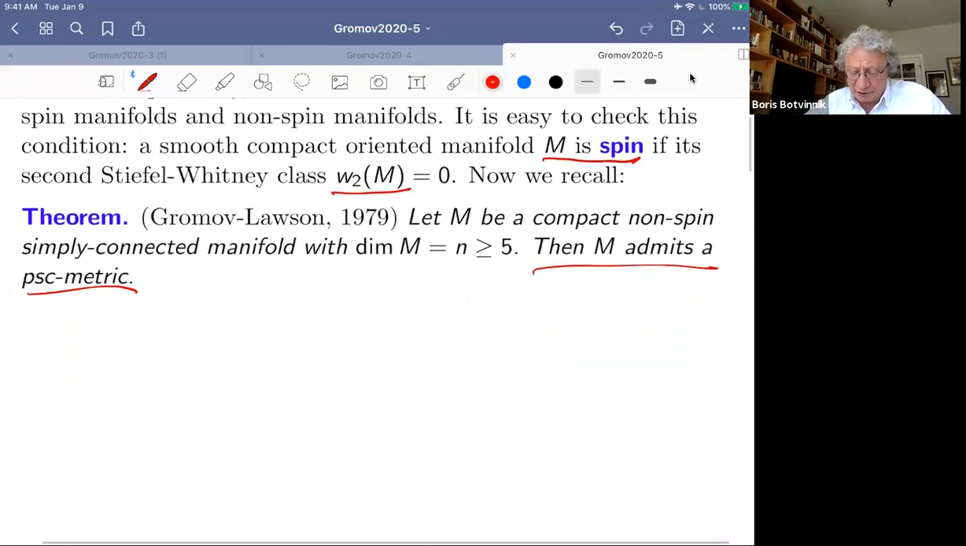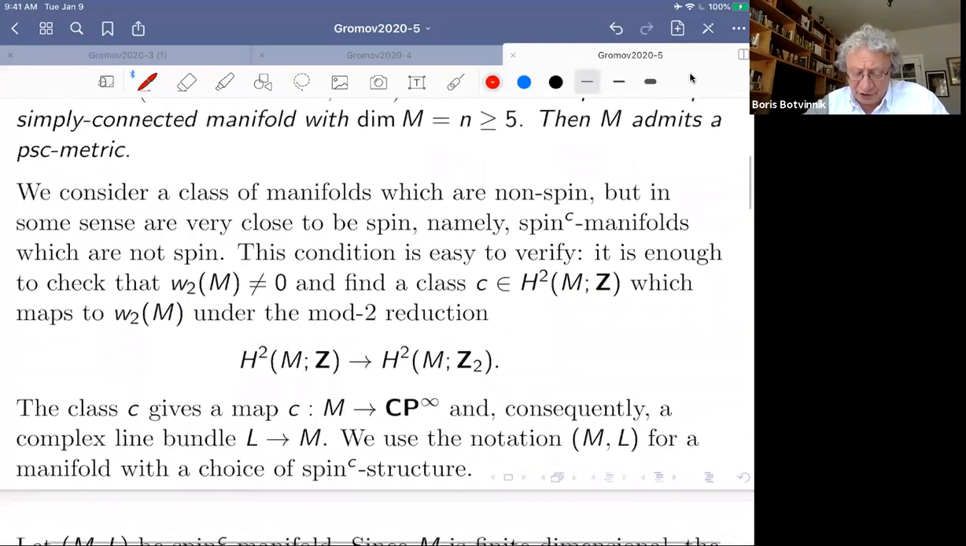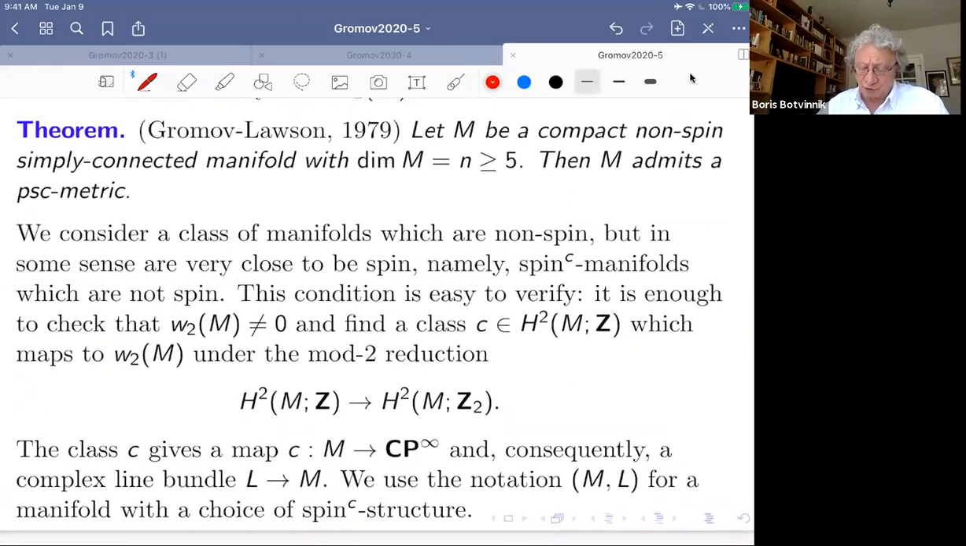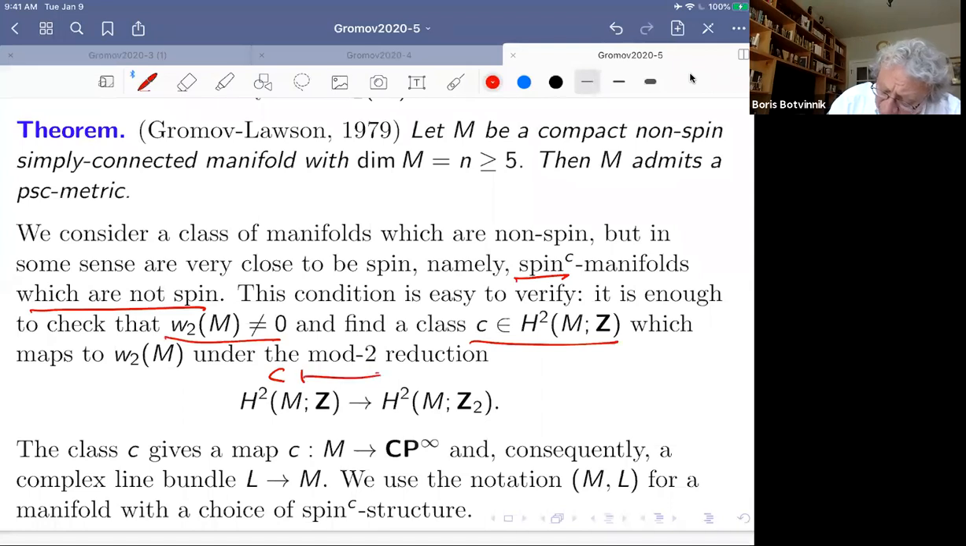We would like to consider a class of manifolds which is quite close to being spin, maybe as close as possible. Namely, we consider spin C manifolds which are not spin. This condition is also easy to verify. It is enough to check that the second Stiefel-Whitney class is non-zero and find, if it is possible, an integral class in cohomology which maps to the second Stiefel-Whitney class under the mod 2 reduction.